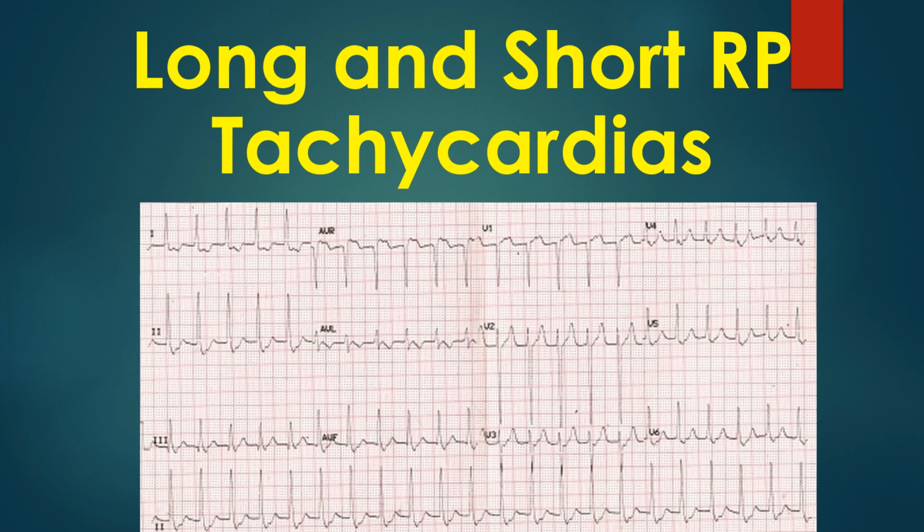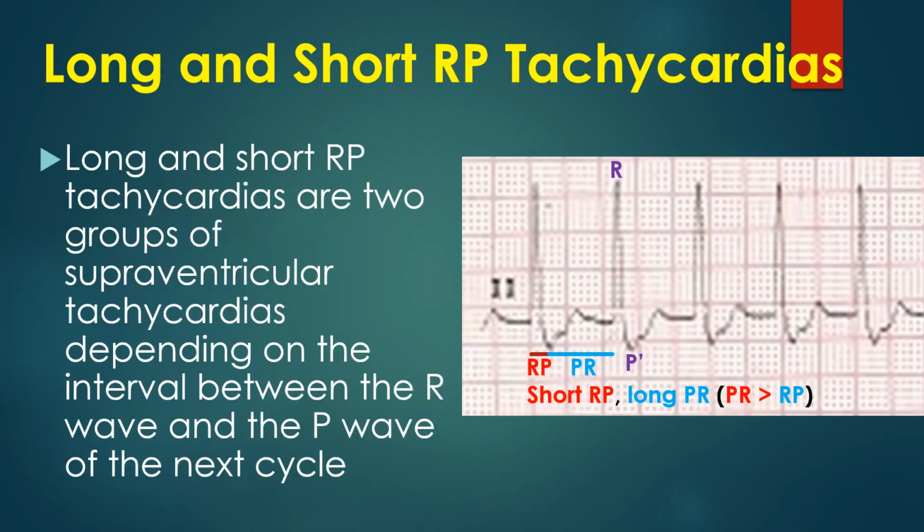This lecture discusses long and short RP tachycardias. It is a classification of supraventricular tachycardias based on the RP interval. Long and short RP tachycardias are two groups of supraventricular tachycardias depending on the interval between the R wave and the P wave of the next cycle. In the ECG shown here, RP is shorter and PR interval is longer than the RP interval. This is a short RP tachycardia.